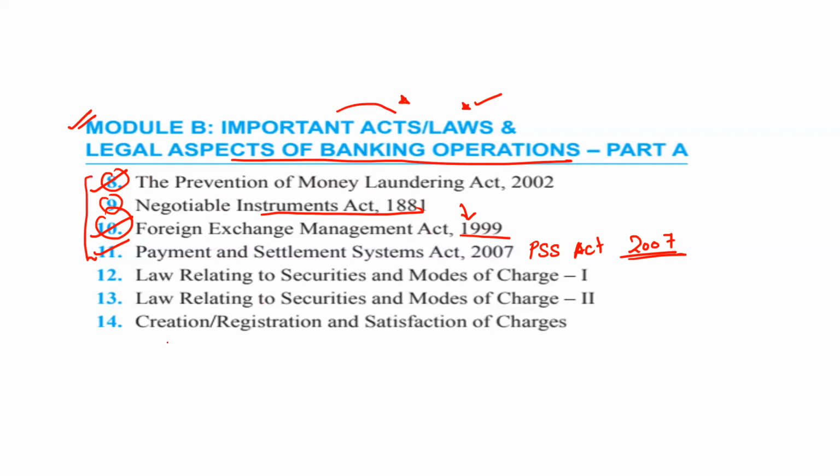Next one, chapter number 12, that is law relating to the securities and the mode of charge. That is part 1, that is mortgage. What are the types of the mortgage? We have to cover that under this. In this part, chapter number 12, we just have to discuss the types of the mortgage in detail.